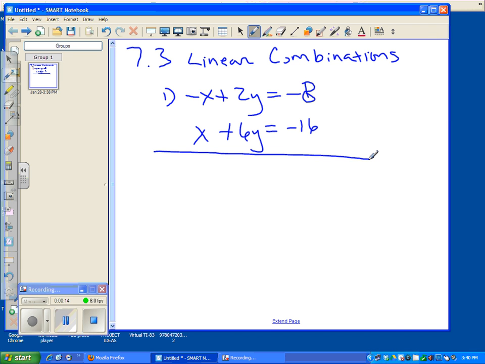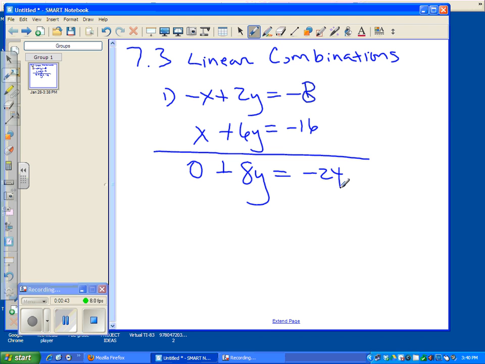Notice that all the x's and the y's are on one side. They're lined up so that you can easily combine them. The number without a variable is on the other side. In this case, negative x and x is equal to 0. 2y and 6y gives me 8y. Negative 8 and negative 16 gives me a negative 24.